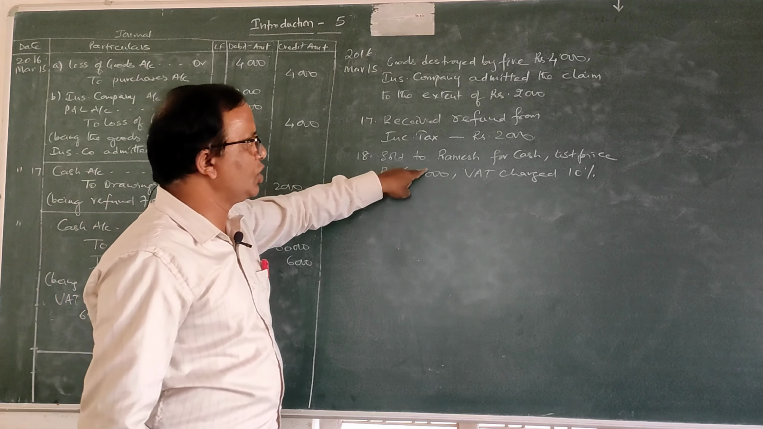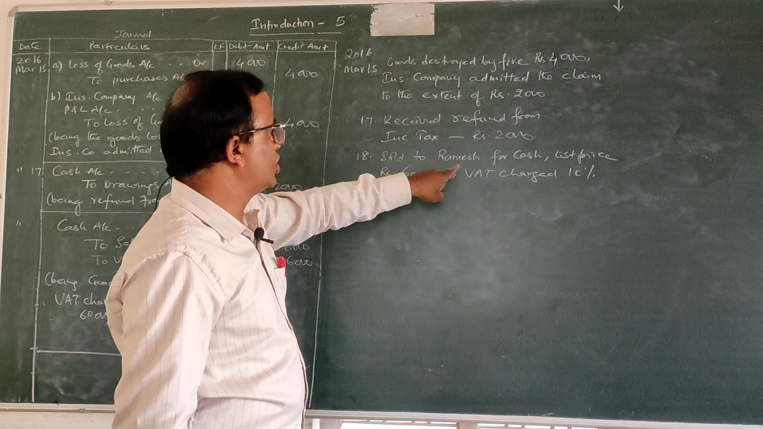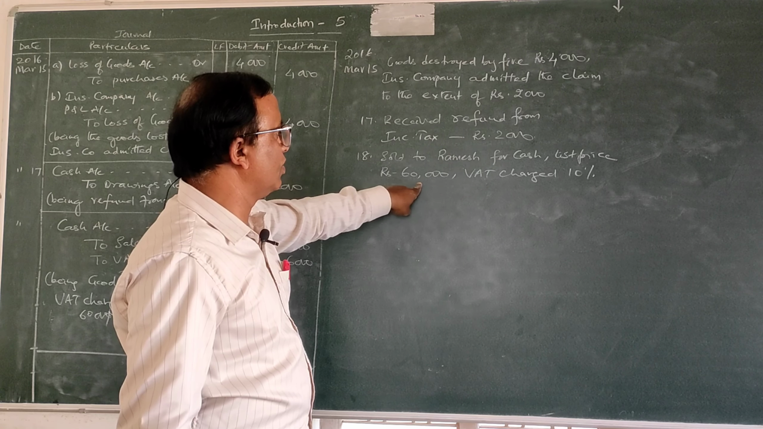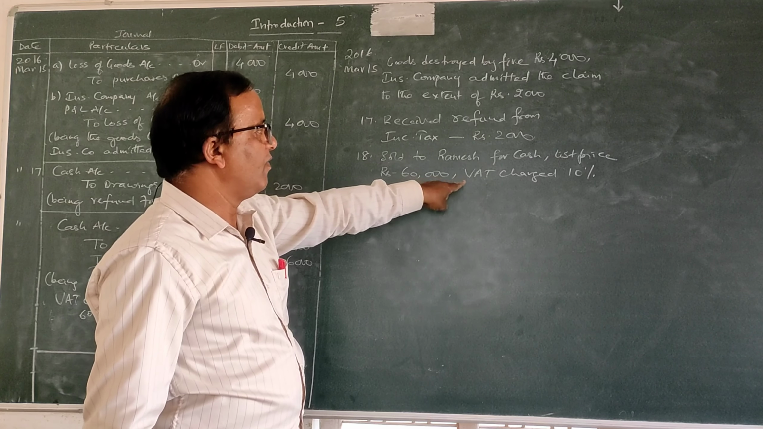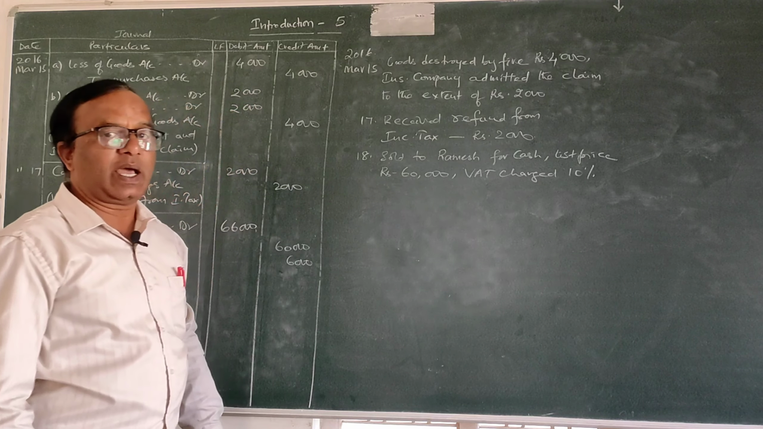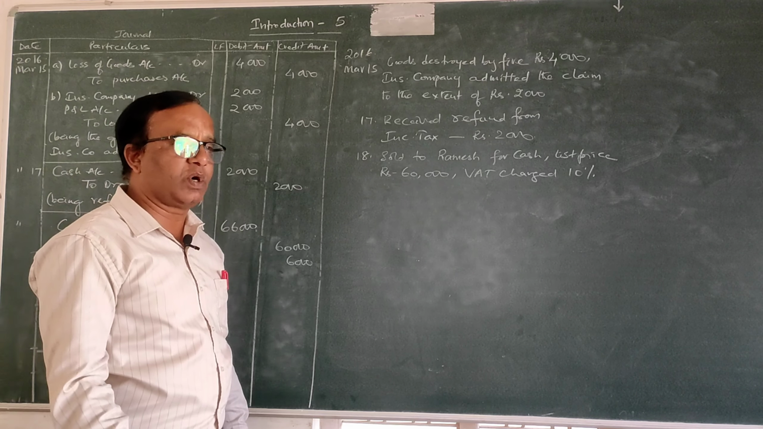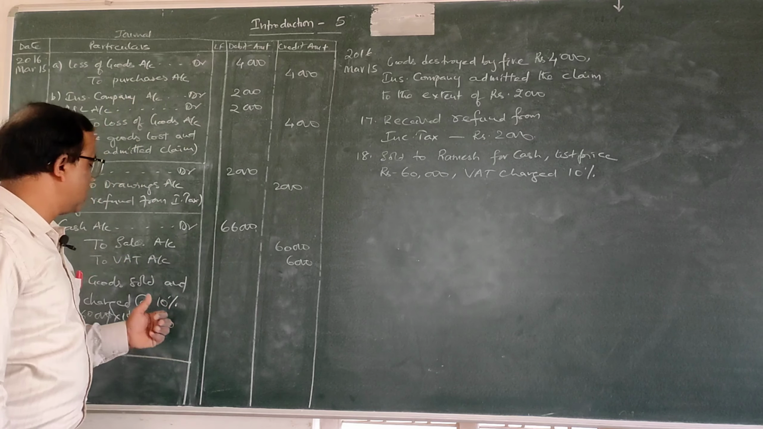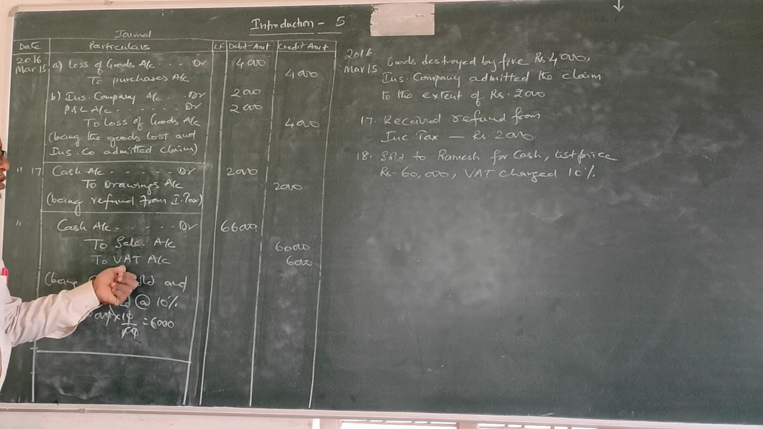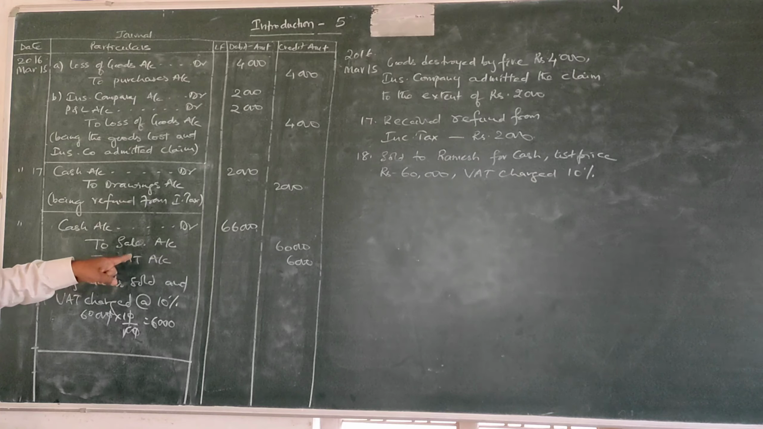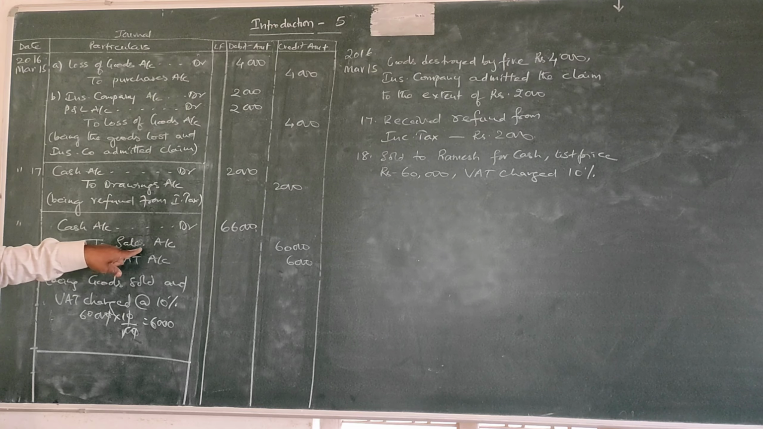Next, sold to Ramesh for cash. Okay, list price of 60,000 worth of goods there, and VAT charge. VAT is a value added tax which you are charging from the customer. Now you are charging it, so you treat it as an income. So VAT you are treating as an income. You have sold the goods, so sales account you have created. Then the total amount towards this particular sales value, the goods as well as the VAT which you are charging, you are receiving in terms of cash.